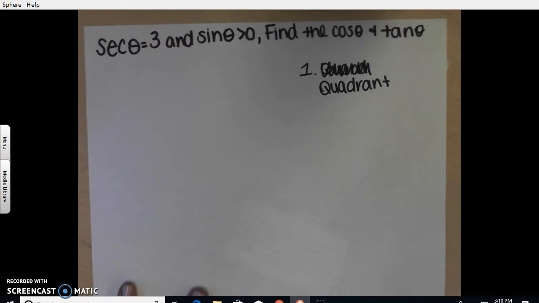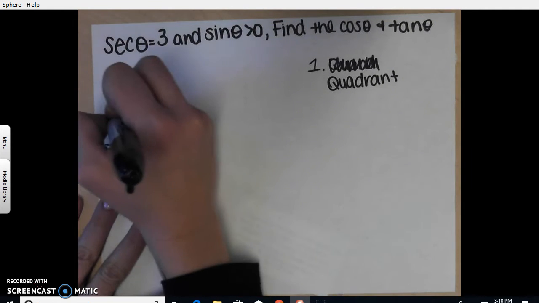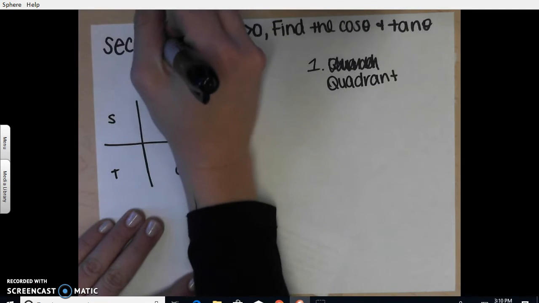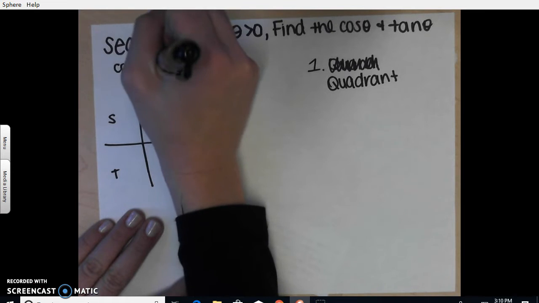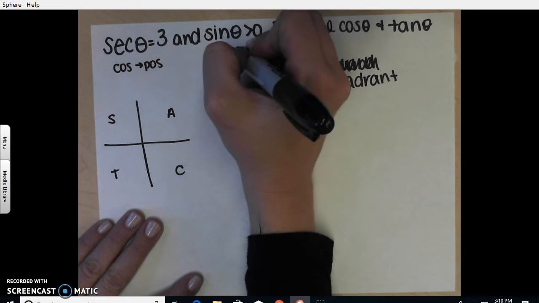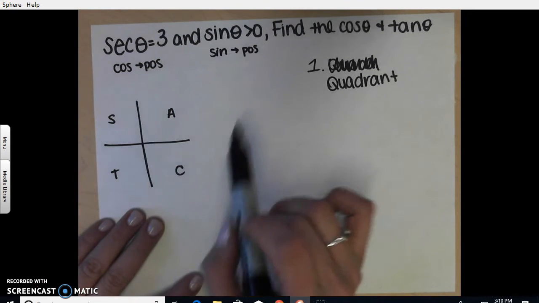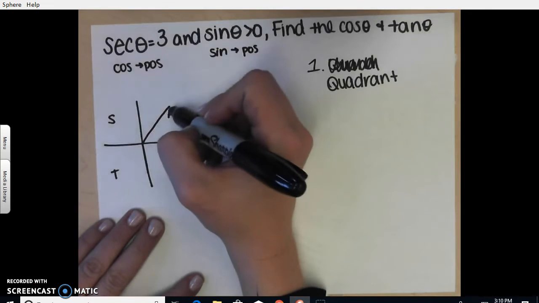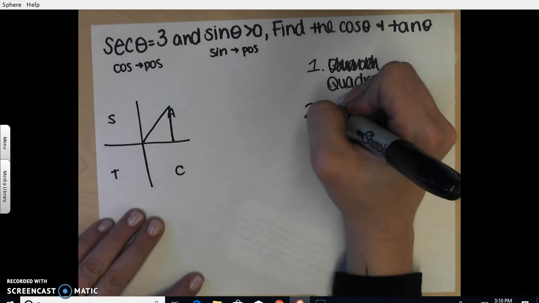In order to find our quadrant, we need to remember all students take calc. Secant is positive, which means cosine is also positive. And sine is greater than 0, which means sine is positive. So I need to find the quadrant where both sine and cosine are positive, which will be in the first quadrant, A. So I draw a triangle in A, step 2.